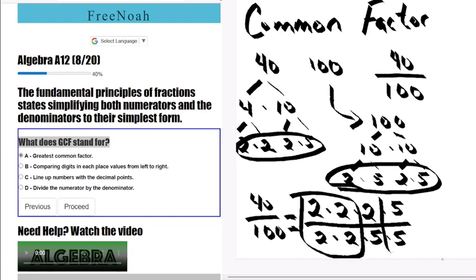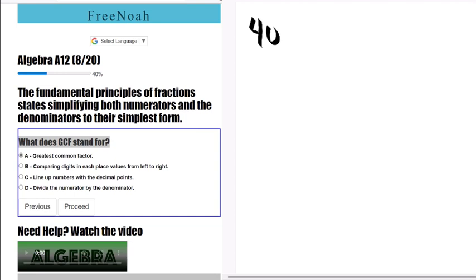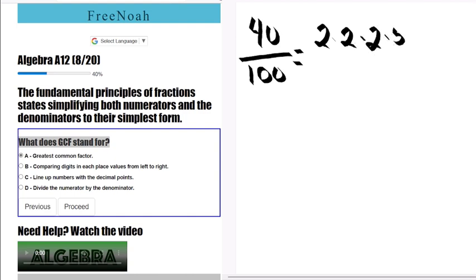So we have 2 times 2 over 2 times 2, and then we have a 5 over 5 here. Well, remember that C over C equals 1. The same thing is going to apply here. So 2 times 2 over 2 times 2 equals 1, and 5 over 5 equals 1. So let's further evaluate this. 40 over 100 equals 2 times 2 times 2 times 5 over 2 times 2 times 5 times 5.